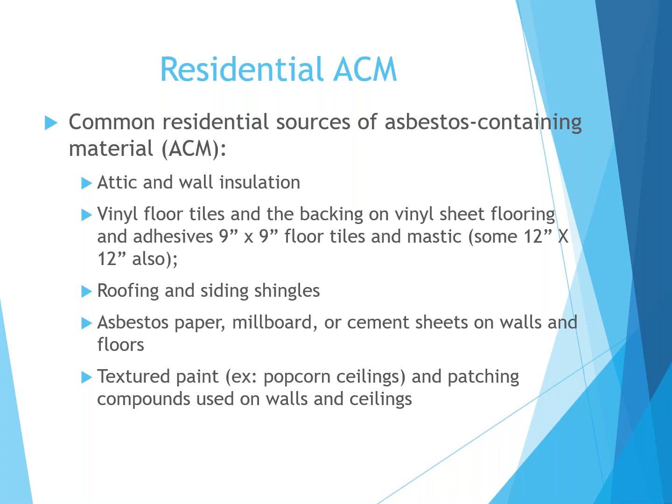Roofing and siding shingles often have asbestos. Asbestos paper, millboard, or cement sheets on walls or floors are sometimes found. Textured paint, especially popcorn ceilings. I'm sure you all have seen that, popcorn ceilings and patching compounds used on walls and ceilings. It is worth noting that the popcorn ceilings don't always have asbestos. So just because you see popcorn ceiling doesn't mean it's automatically asbestos. However, some of these other ones, the floor tiles in particular, and mastics almost always do have asbestos.